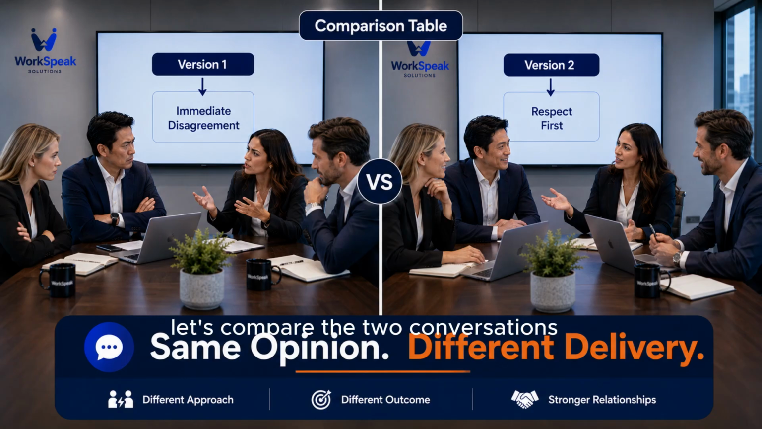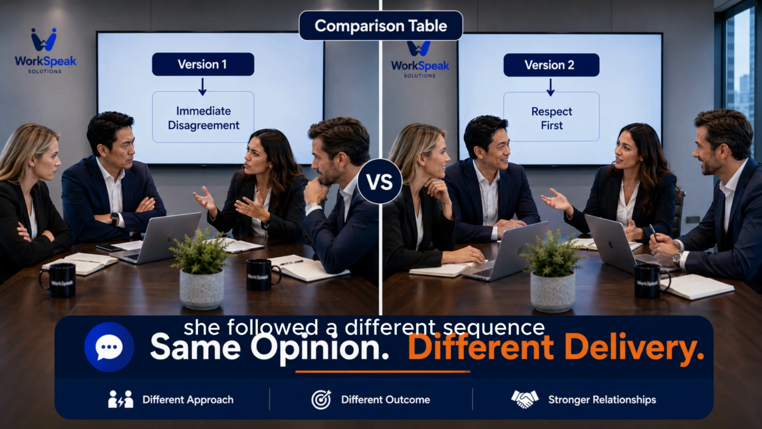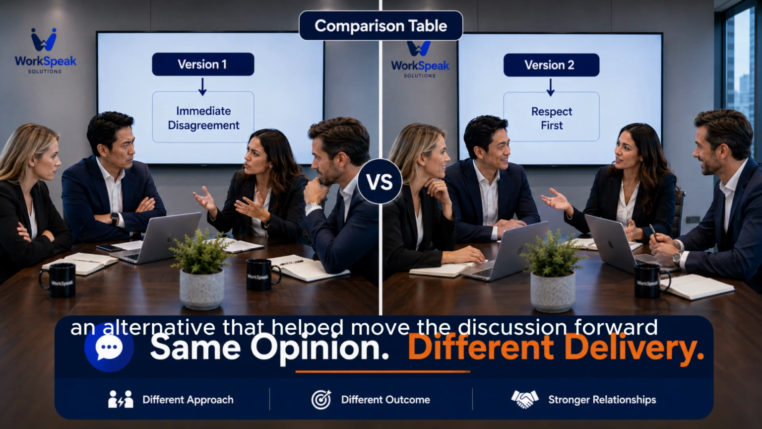Let's compare the 2 conversations. In the first version, Sophia disagreed immediately. Her message may have been correct, but her approach created tension. In the second version, she followed a different sequence. First, she acknowledged Alex's idea. Then, she introduced her own opinion carefully. Next, she explained her reason. Finally, she suggested an alternative that helped move the discussion forward.